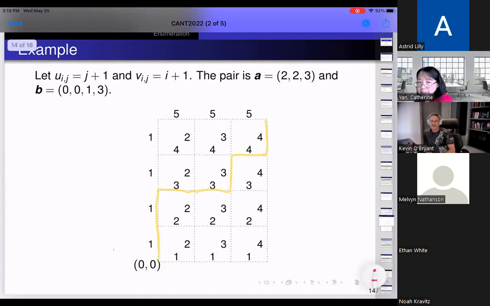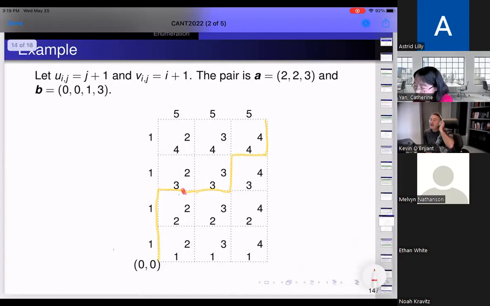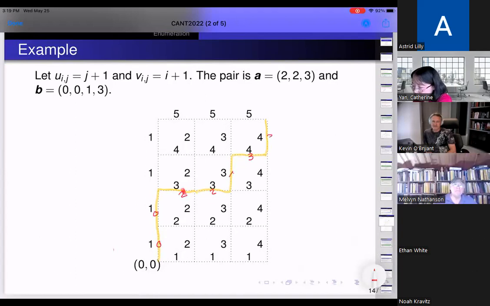On this lattice path, I will write down my labels. Each horizontal edge is labeled by the sequence A, so here is a 2, here's a 2, here's a 3. The vertical edges are labeled one by one by the second sequence: 0, 0, 1, 3. That's the label for the vertical edges.